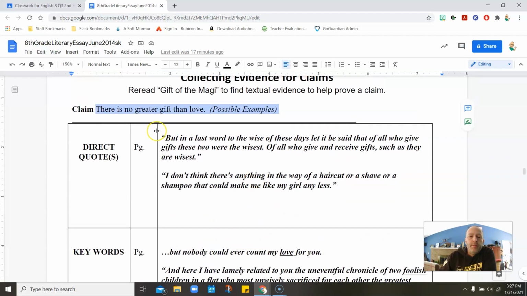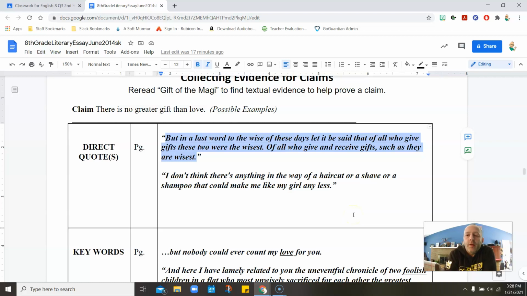All right. So my claim, there is no greater gift than love. I found some quotes from the story to help prove that point. So it says, "But in a last word to the wise of these days, let it be said that of all who give gifts, these two were the wisest. Of all who give and receive gifts such as they are wisest." So that's a quote talking about how wise they were to do that.